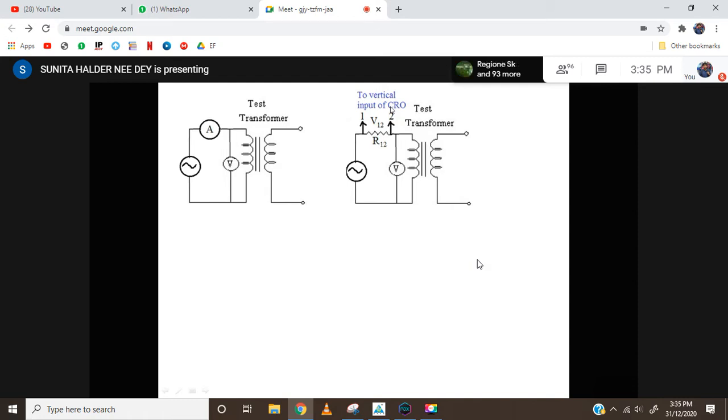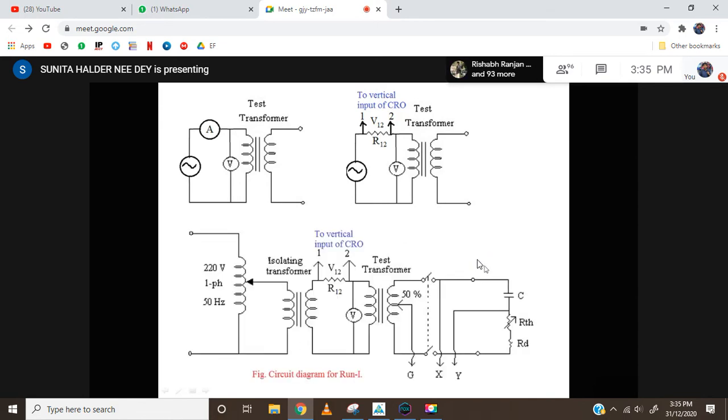Yes, ma'am. Then if anyone has not understood, ask me. Then the actual circuit in your instruction manual will be like this.